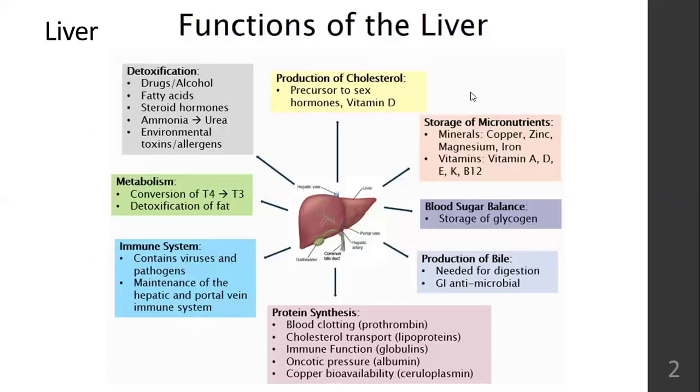Balancing your blood sugar level by storing glycogen. If the blood sugar level goes up, the liver will take up the excess glucose, convert it into glycogen and store it. Because of this, your blood sugar level comes back down to normal. Production of bile juice: bile salts are required for digestion, especially lipid and fat digestion. Bile salts are also antimicrobial in nature, so they help to kill the bad bacteria that enter your gut.